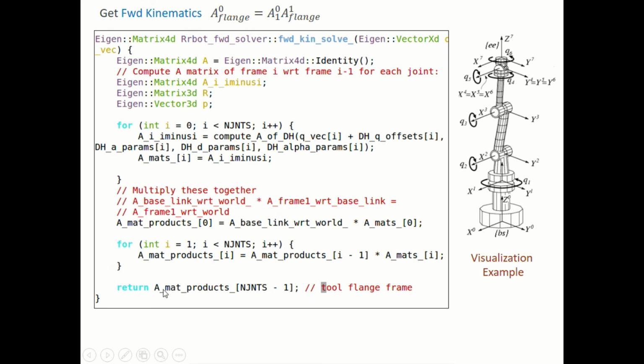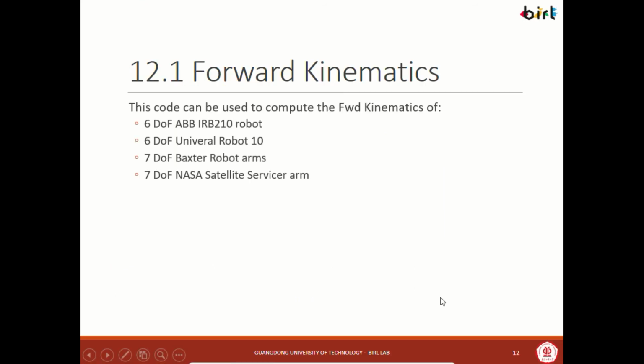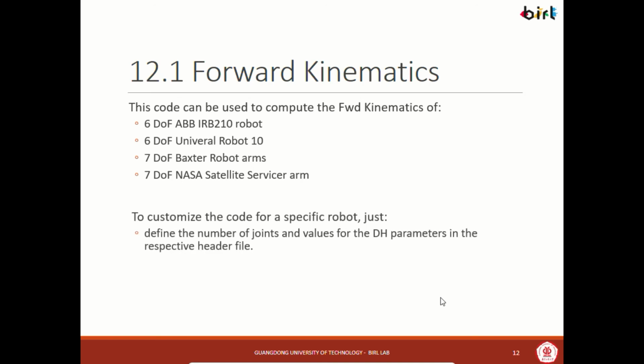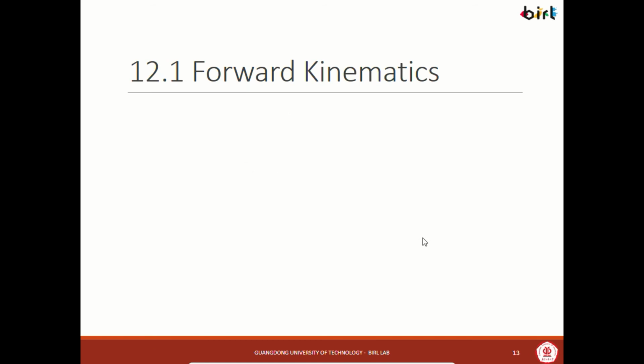So after that, we can just return the A matrix products, decrease the number of joints by 1, and that's going to give you the tool flange frame, or the final transformation. So this code that we have right here can be used to compute the forward kinematics of a lot of these robots. A 6 degree of freedom ABB robot, or a UR-10, or a Baxter arm, or some NASA satellite servicer arm. If you're going to use different robots, the only thing that needs to change is you need to define the number of joints, 6 or 7, and the values of the DH parameters. Yeah? If you do that, then you can run that code very easily.